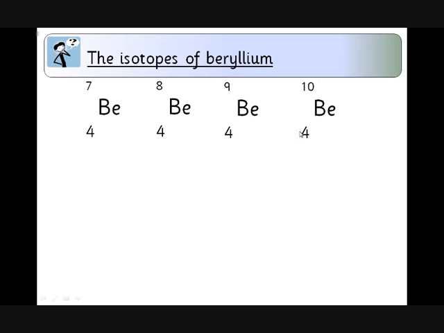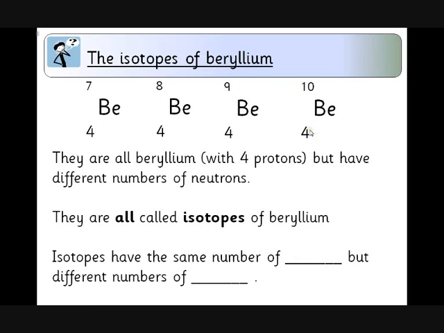So these are definitely all beryllium, but if you look at the top numbers, there is a difference between these nuclei of beryllium, and that difference is in the number of neutrons. This has got 7 minus 4, so 3 neutrons, 8 minus 4 will give you 4 neutrons, 9 minus 4 will give you 5 neutrons, 10 minus 4 will give you 6 neutrons. Now these are still all beryllium. No one of these is a better beryllium than the other.